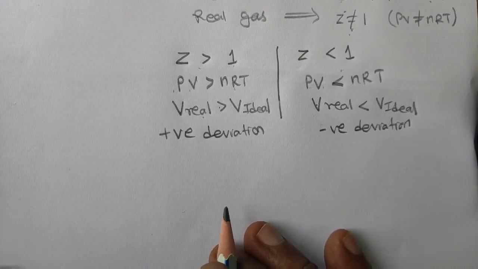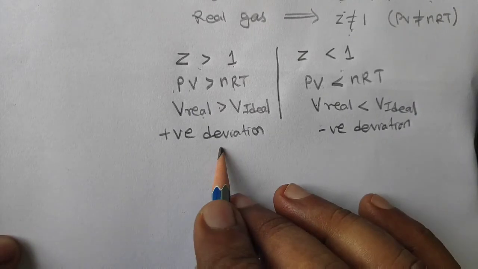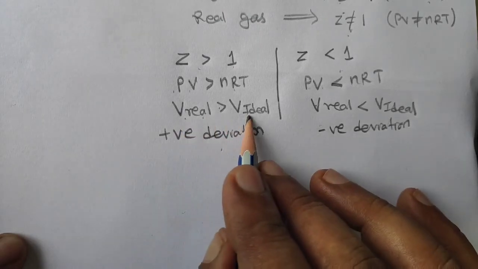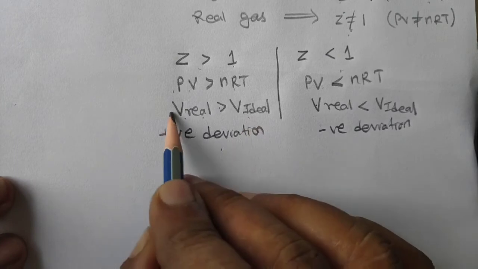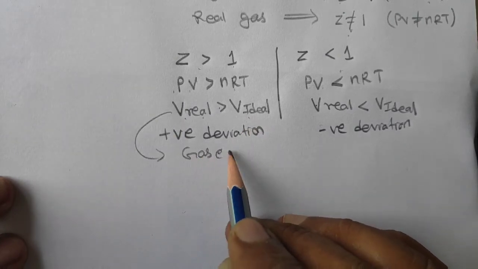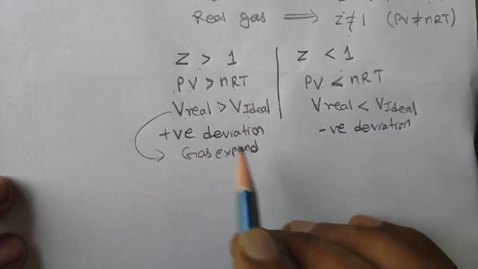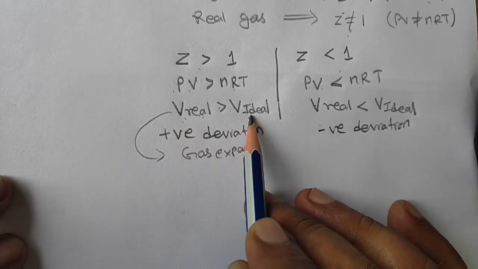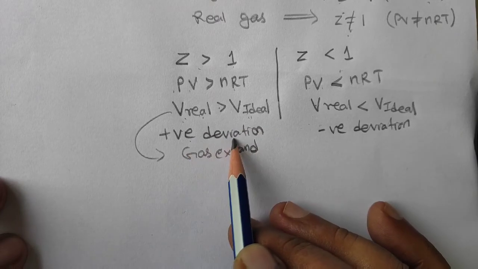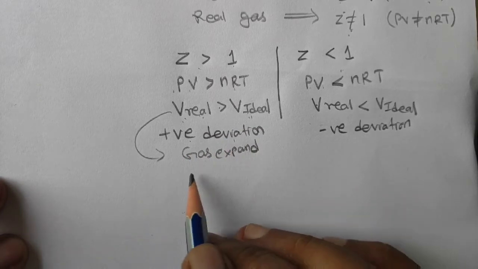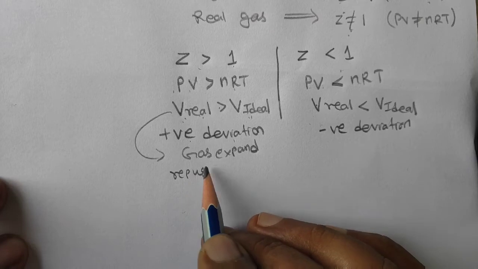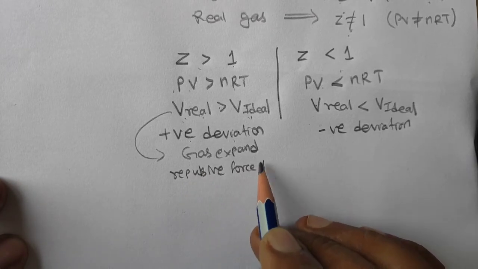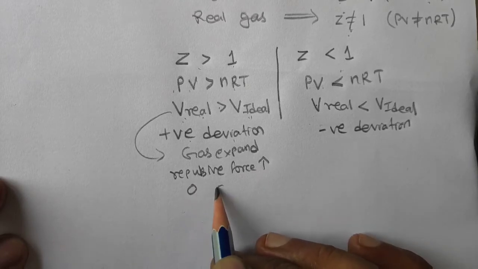Now here we can say why there is this positive deviation and why the real gas volume is greater than the ideal gas volume. This is the reason: because the gas expands, due to which the real gas volume will be greater than the ideal gas volume, because of positive deviation. In the same way you can see here the repulsive force. Repulsive force is greater. Repulsive force greater means what will happen?